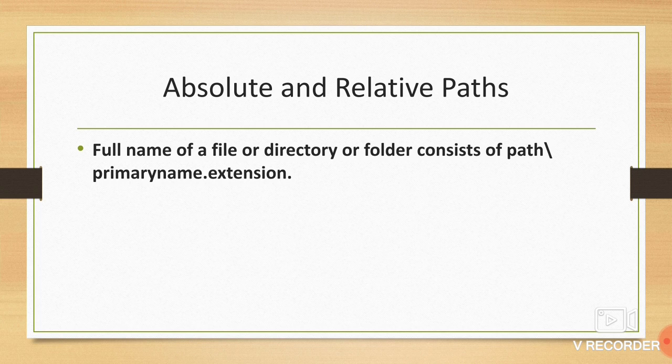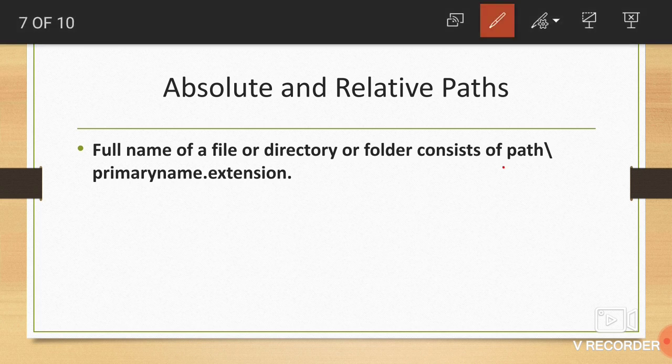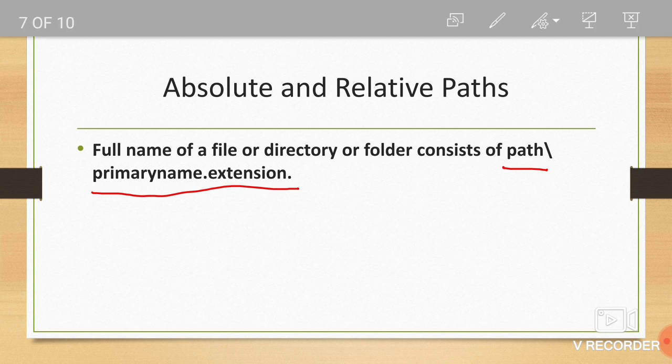Okay, what does it mean? It's a path, like c:/, d:/, e:/, and then primary name dot extension. This is the name of your file. Primary name means name of the file, dot extension. If your file is a Word document, then it has docx. If your file is in the form of a presentation, then its extension is .pptx. So this is the full name of a file or directory.